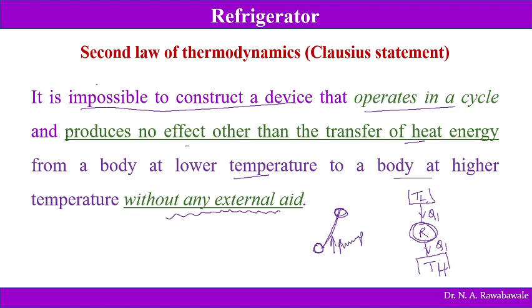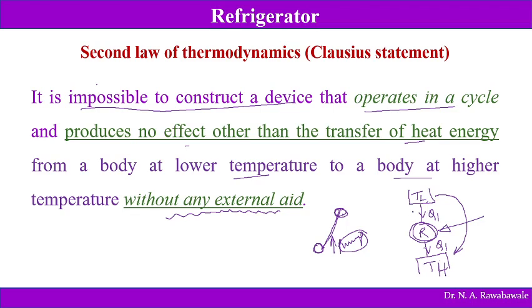A pump can supply water from a lower altitude to a higher altitude, and this pump consumes work energy or electrical energy. So that is possible. But what is not possible? It is not possible to transfer water from a lower altitude to a higher altitude without such aid. In the same way, it is not possible for us to transfer heat energy from a body at lower temperature to a body at higher temperature without the aid of external energy.